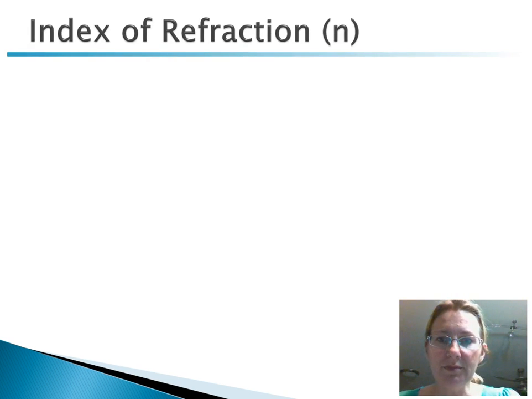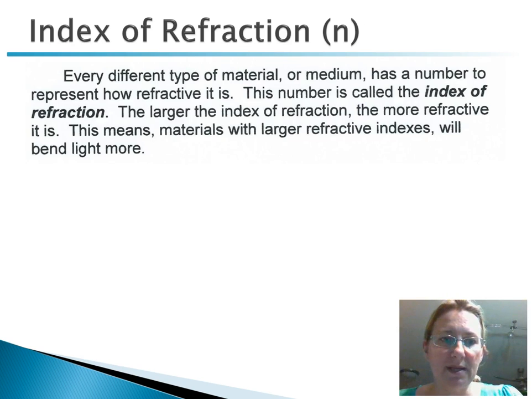Okay, now that you actually know that refraction is the bending of light, and we know that more optically dense mediums will bend light more, it would be really great if we could actually quantify that with a number. And we can. It's known as the index of refraction. So every different medium has a different index of refraction. The larger the number is, the more optically dense that substance is, meaning the more it will bend light.